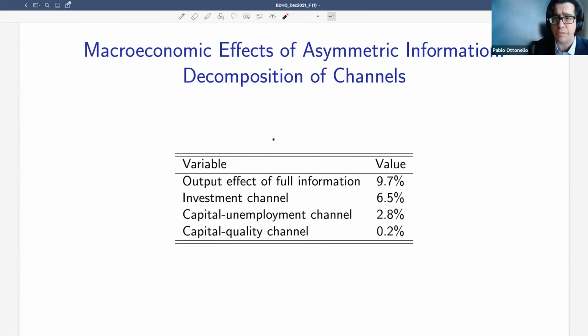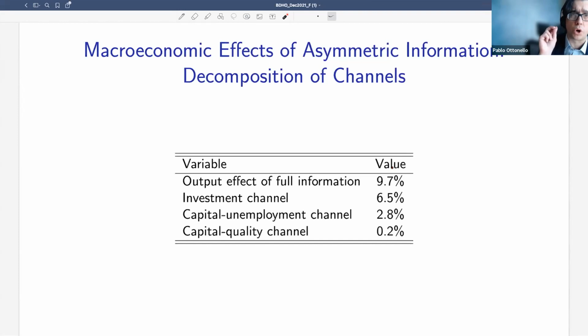If you want to have a quantitative sense of these three channels, you see that the output effect of going to full information will be roughly 10%. And the main channel here is the investment channel. Here it is worth mentioning that consumption will also be around 6% higher in the steady state. And the investment channel leads to a 6.5% output effect.